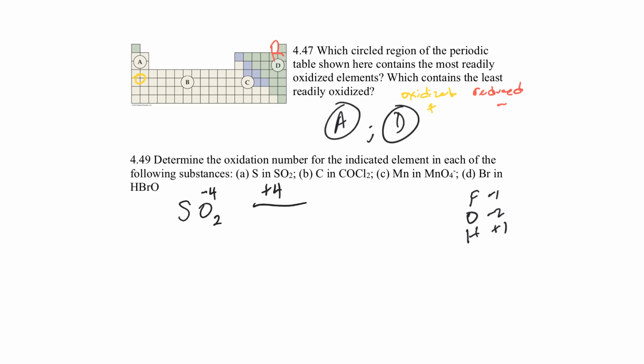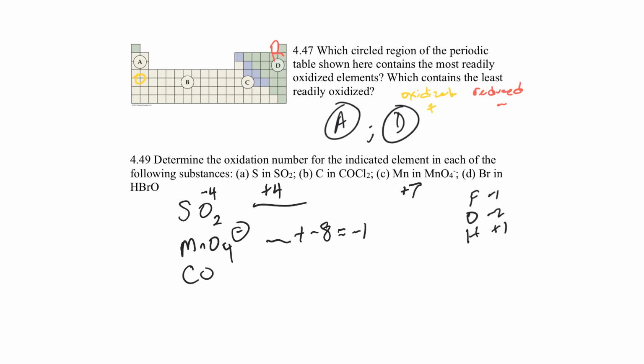What about Mn in MnO4? I have MnO4, and it's a -1. Oxygen is -2. How many -2's do I have? 4. 4 times -2 is -8. So I have something plus -8 equals -1. Do you see the charge there? It's negative. So what plus -8 equals -1? It's 7. 7 minus 8 is -1. So the Mn is +7.